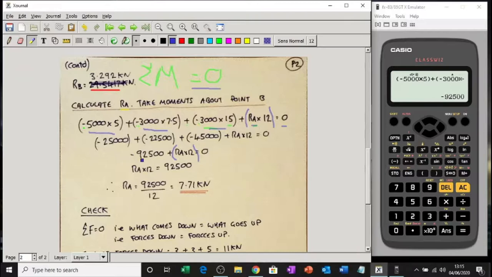So I don't like this negative here, so I'm going to bring this negative across. I'm going to add 92500 to both sides, which will then get rid of that and bring it over here. So now I've got RA times 12 equals 92500. I want to leave the RA there, so I'm going to divide both sides by 12. So, therefore, 92500 divided by 12 will give me 7.7.